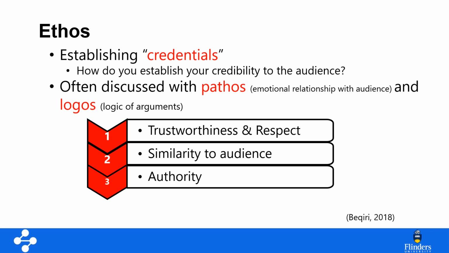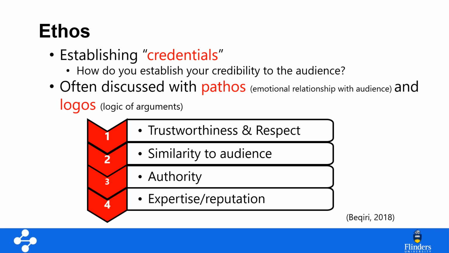The next aspect is authority. And this is basically establishing the fact that you have authority over a particular topic or subject. This can be in the form of an educational qualification. For example, if you're a doctor or a professor in a particular field, or if you have worked in a particular field for a long time, or if you're a student that you have spent a number of hours researching a particular field. And finally, it is about expertise and reputation, which also relates to authority in a particular field.